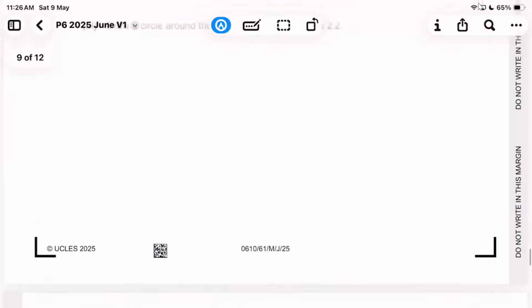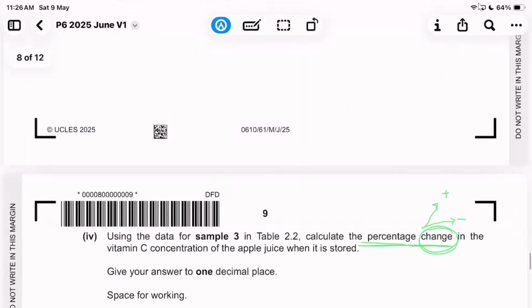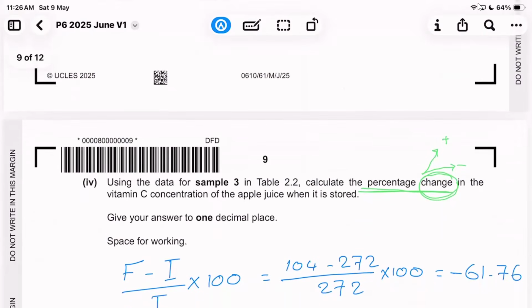So what are the data of sample 3? Going back, we have 272, which is the initial one, and 104, which is the final one. So we have the rule: final minus initial, divided by initial, multiplied by 100. So 104 minus 272, divided by 272, multiplied by 100. And by calculating this value, it gives us negative 61.76.